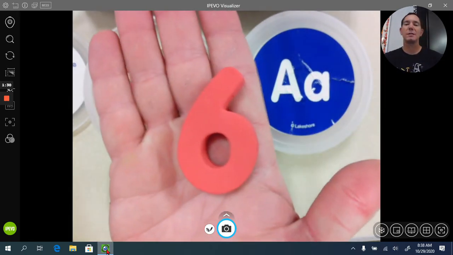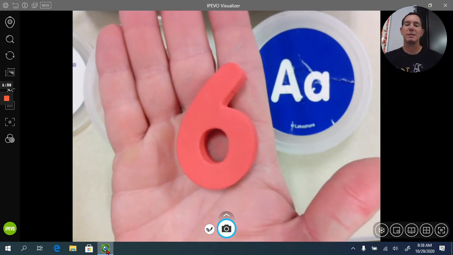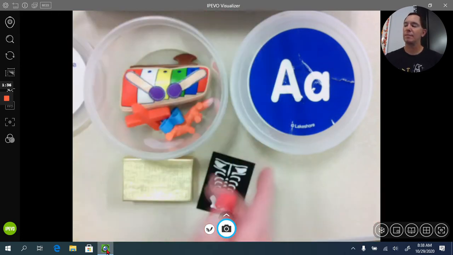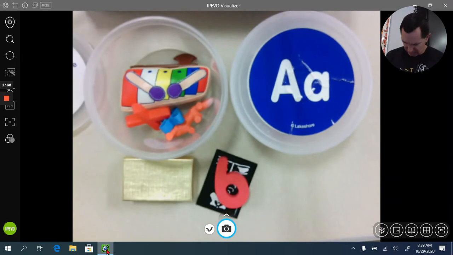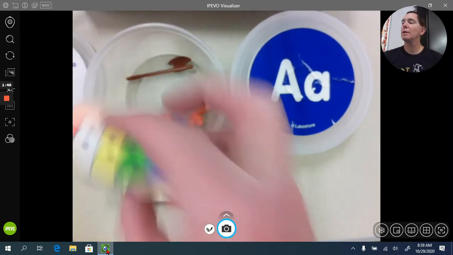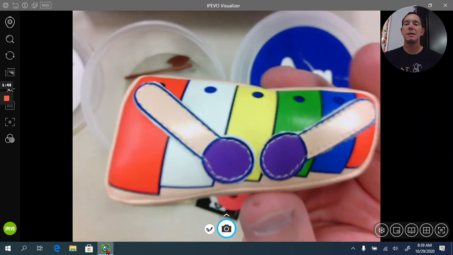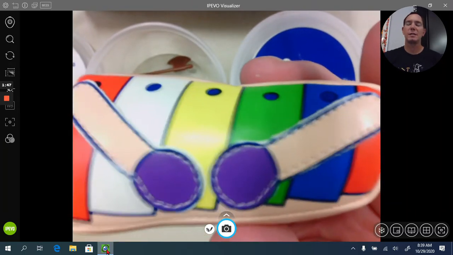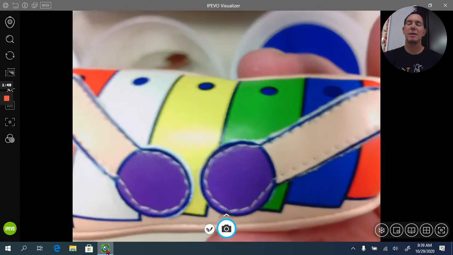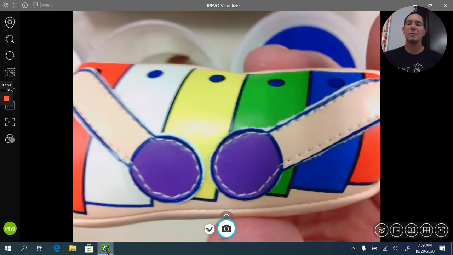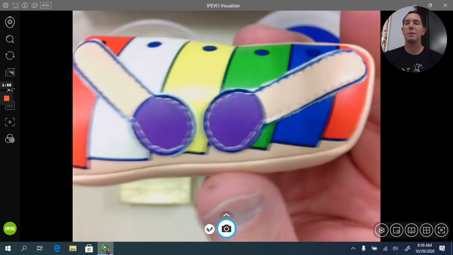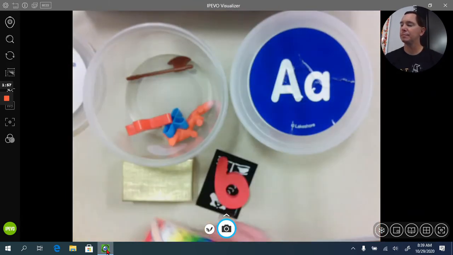What number is this? It's the number 6. What sound do you hear at the end of 6? X. What is this? It's a xylophone. But xylophone doesn't make the x sound at the beginning. It sounds like z, like the letter Z, but it's spelled with an X.